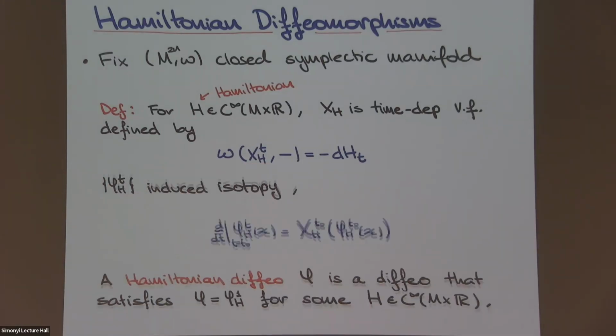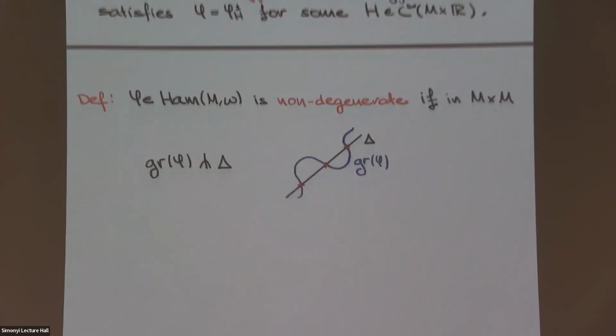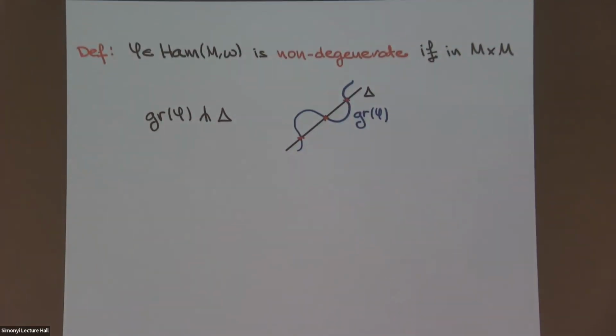Well, just to make sure we're on the same page, we say that a Hamiltonian diffeomorphism is non-degenerate if its graph intersects the diagonal transversely in M × M.